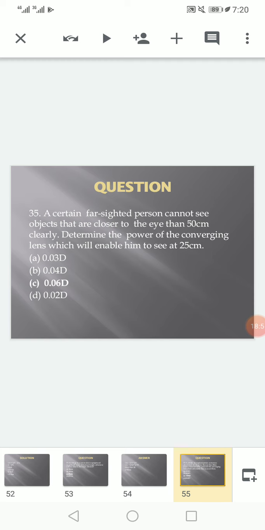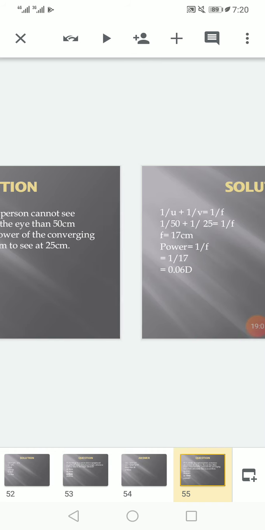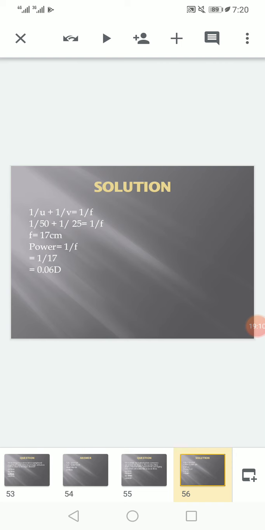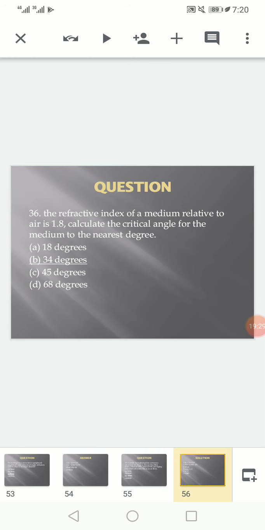This question says a certain long-sighted person cannot see objects that are closer to the eye than 50 centimeters clearly. Determine the power of the converging lens which can enable him see at 25 centimeters. For us, the power of a lens is 1 over focal length, so we need to find our focal length and take the reciprocal. By using 1 over U plus 1 over V equals 1 over F, our focal length is 17 centimeters. So 1 over 17 centimeters will give us 0.06 diopters.